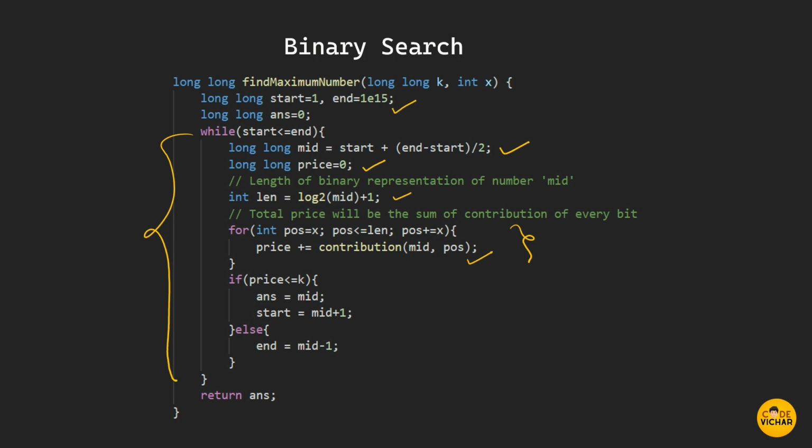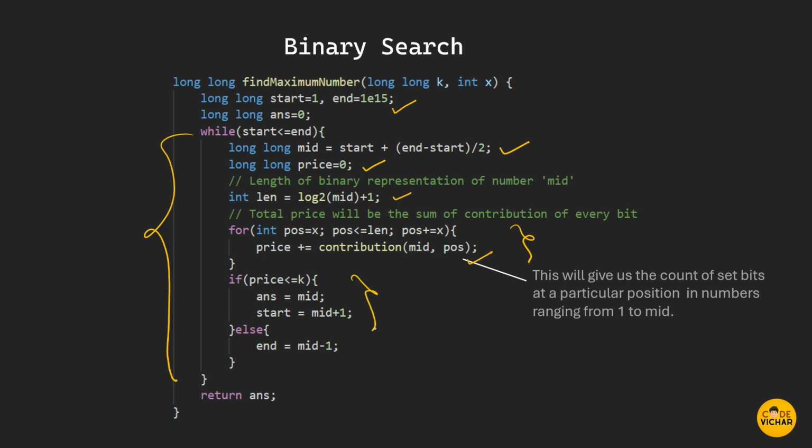So for now, think that this function will give us the count of set bits at a particular position in numbers ranging from 1 to mid. So we will check for every column which is a multiple of x, and in this way we can get the price of the particular number. And now we will check whether the total price of the numbers from 1 to n is less than or equal to k. If it is, then the answer can be mid itself, or a higher number also.